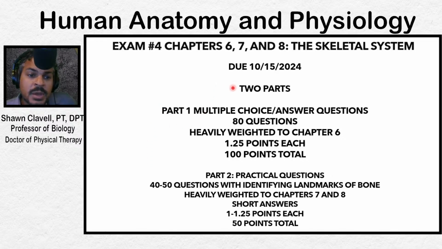The first part will be our multiple choice questions. There's going to be about 80 questions this time. It will be more weighted to chapter 6. So more than half of these questions will be chapter 6. The rest of them will pertain to chapters 7 and 8 combined, right?